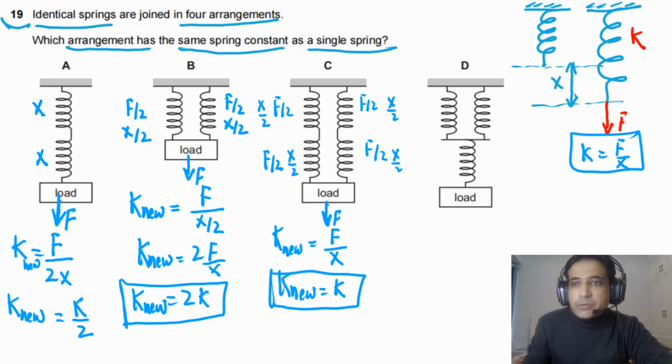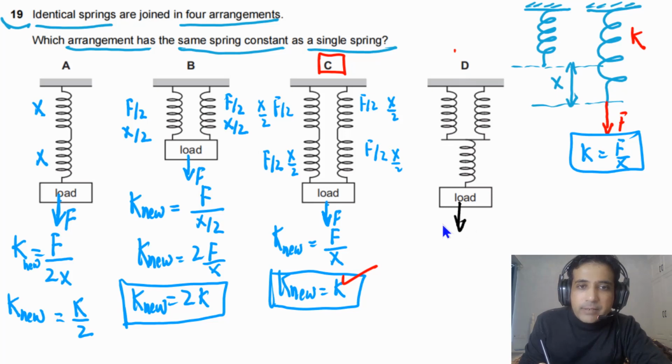So let's try to understand this part D as well. If you look at D, we have force F acting here. So the force on this spring will be F, and the force acting on this spring will be F by 2. The force acting on this spring also will be F by 2. So the extension in this spring will be X by 2, the extension in this spring also will be X by 2, and the extension in this spring will be X. So we can find the value of K new.